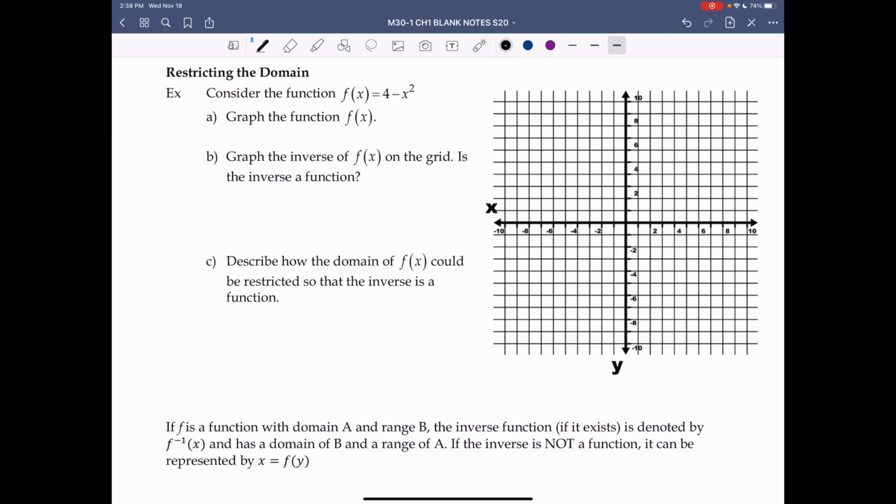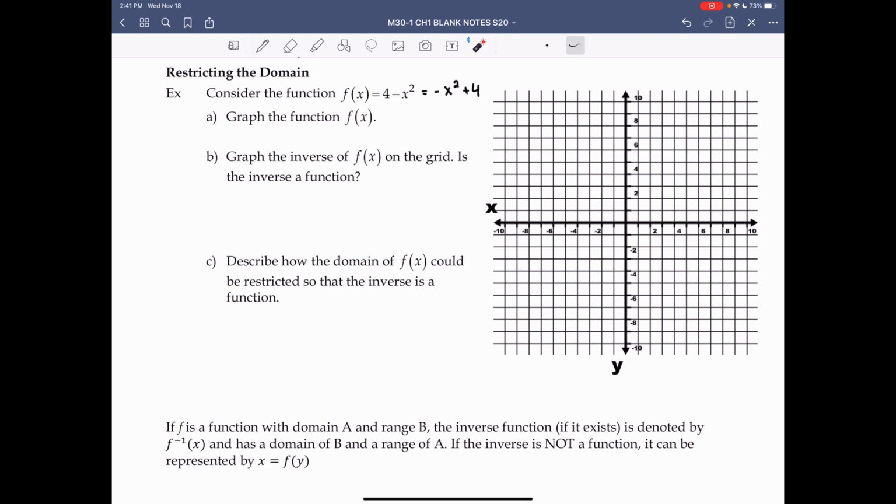Restricting the domain. Consider the function f of x equals 4 minus x squared. A, graph the function f of x. 4 minus x squared, we can write that as negative x squared plus 4. That is an a value of -1, so a reflection across the x-axis, and then a vertical translation up 4. Y equals x squared is a quadratic with a vertex at 0, 0. It looks like this. We're going to reflect that down and then shift it up 4.